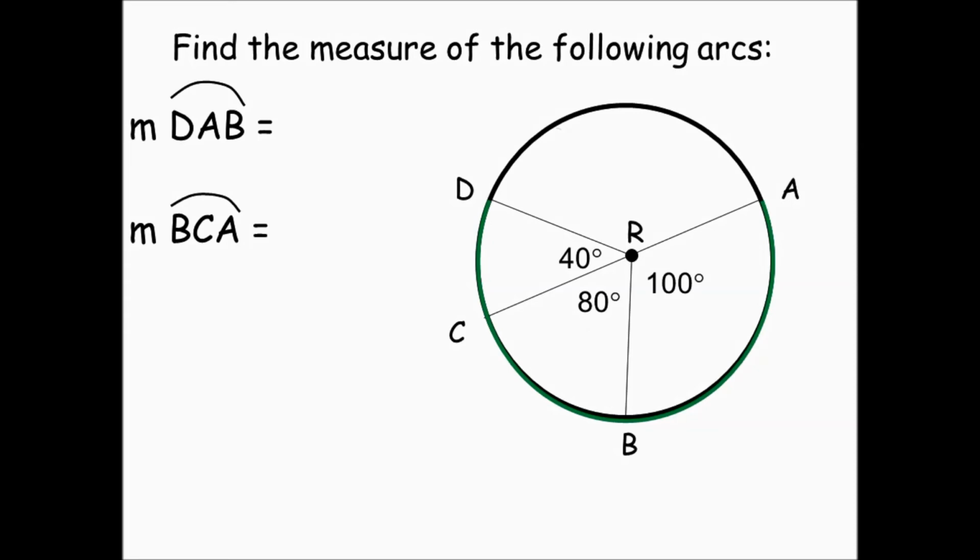Another method for finding the measure of arc DAB would be to find the measure of arc DA and then add it to the measure of arc AB. Therefore, let's find the measure of arc DA. There are 360 degrees in the circle, and if we subtract arc DBA, we will get the measure of arc DA.